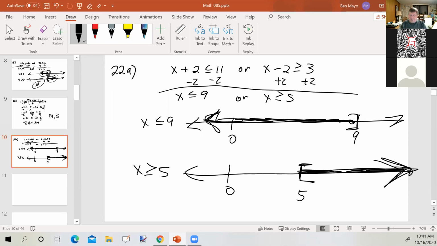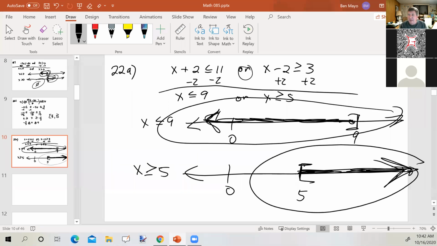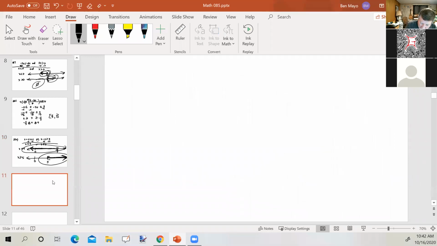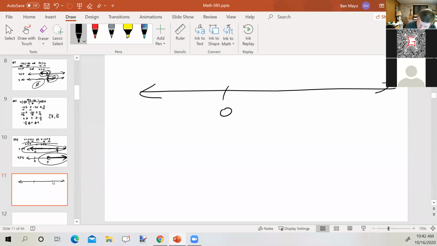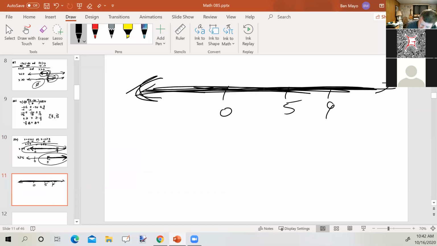Now, if it was asking for the intersection, it would just be everything between 5 and 9. But it says or union. So it wants all of that along with all of that. Well, if you put them together, you've got everything. So our graph is basically going to be a solid line over the top of the graph, and in interval notation, negative infinity to positive infinity. Okay. Any questions about that?